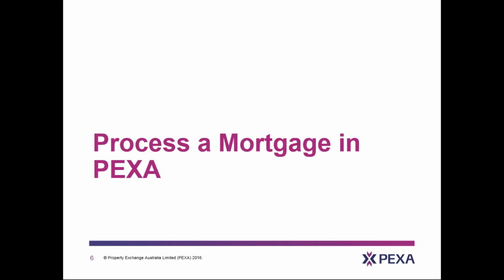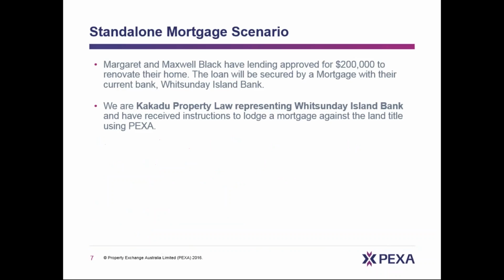All right, well, let's learn how to process a mortgage because that's what we've all logged into this webinar for. We've got a really basic scenario to work from today, guys, because we don't want to make it too complicated, because what we're trying to do is learn the steps in PEXA. Our scenario today involves Margaret and Maxwell Black, who have lending approved for $200,000 to renovate their home. The loan will be secured by a mortgage with their current bank, Whitsunday Island Bank. We are Kakadu Property Law and we're representing Whitsunday Island Bank.